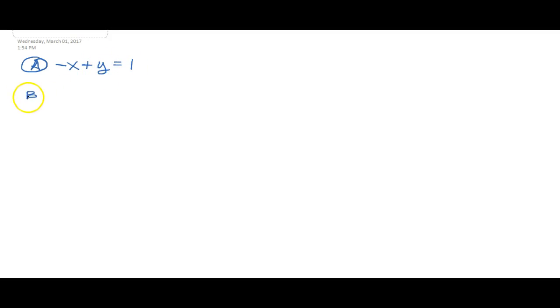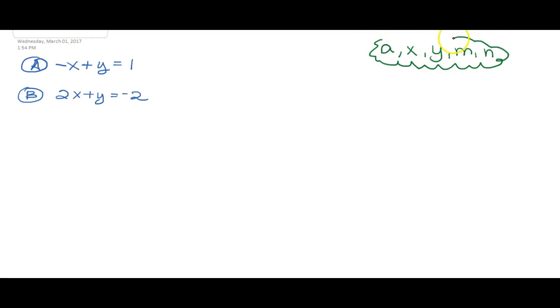And then we have equation B, 2x plus y equals negative 2. So my first objective is to find which one has a single variable. Just as a little side note, single variables would be things like a, x, y, m, n, pretty much anything of the alphabet, as long as there isn't a number in front of it. The invisible 1 is okay, but we don't want a 2, 3, 4, or any of those negatives.